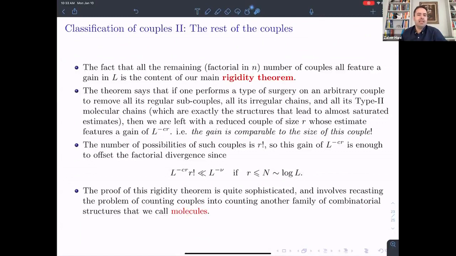So what it says is the following: if you perform a type of surgery on an arbitrary couple, or a Feynman diagram, and by this surgery I mean that you remove all its regular subcouples, you remove all its irregular chains, all its type 2 chains, these are exactly the structures that I told you on the previous slide saturated the estimates. If I remove those from an arbitrary couple, then I'm left with a reduced couple of size R. And the key point of this rigidity theorem is that for this reduced couple of size R, I have a gain that is of order L to the minus CR. So the key point here is that the gain is comparable to the size of this couple.